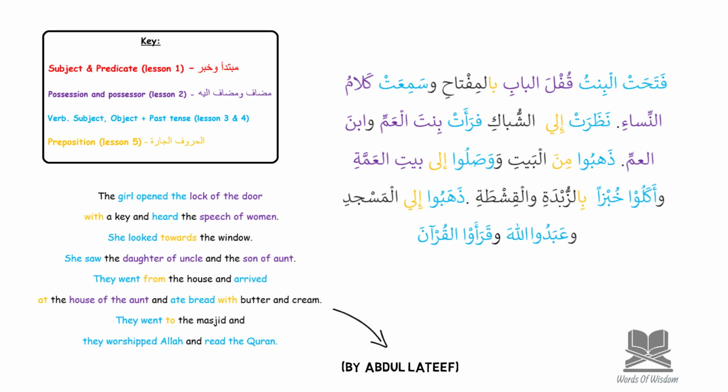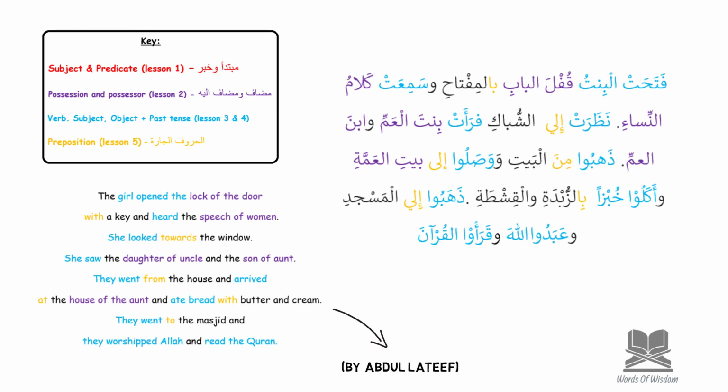They went from the house, meaning all of them. Dhahabu, they went from the house. Minal bayti, from the house. And they all arrived. Wa wasalu ila, they arrived at or towards. Where did they arrive? The house of the aunt. Baytil ammati or Baytil khalati, again, depending on which aunt.